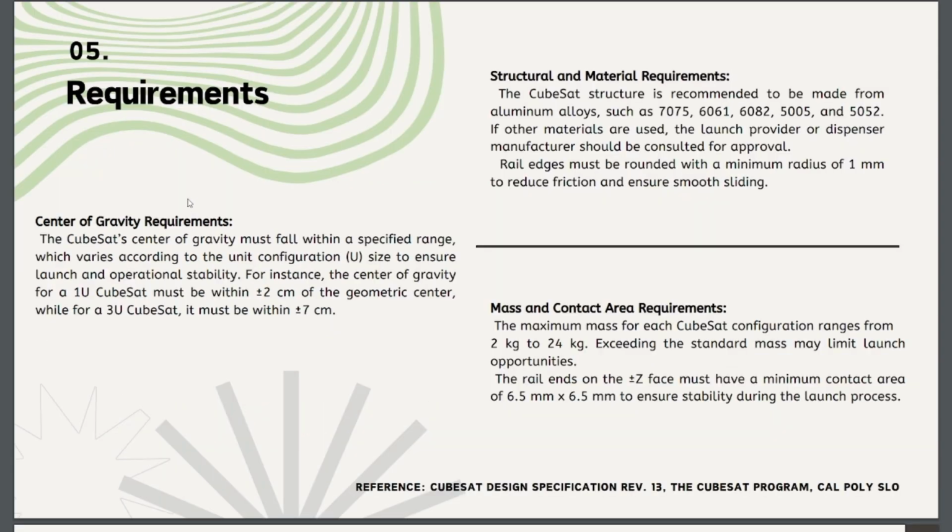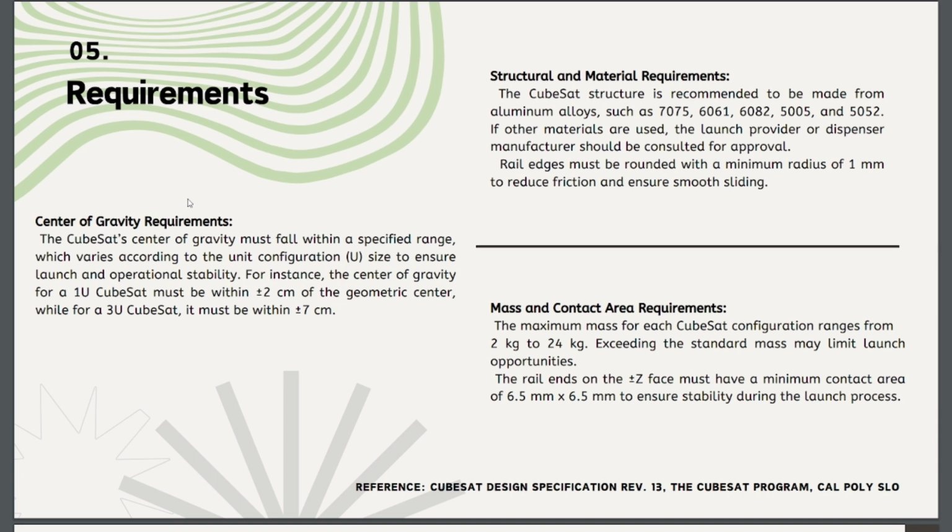Okay, the next part is the requirements. The three requirements are the center of gravity requirement, structure and material, and mass and contact area. The first one is about the center of gravity. Every different unit of the CubeSat needs to have different criteria for the center of gravity.